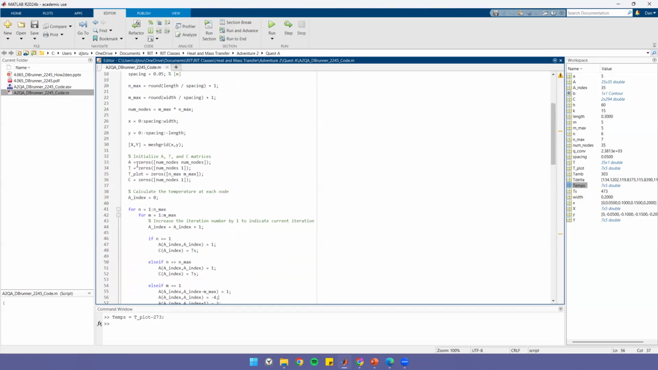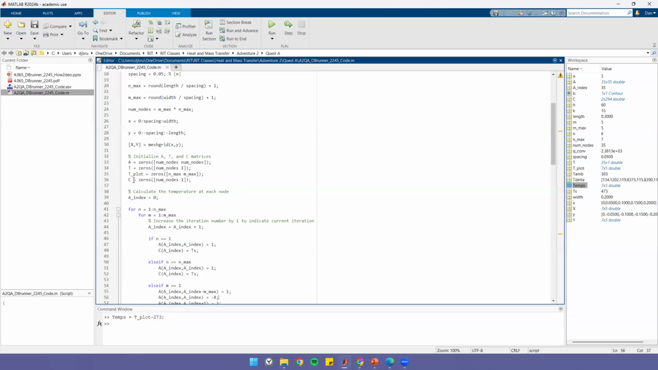The first being this A matrix, which contains all of the coefficients of the temperatures that are given in your temperature vector right here, this T vector. And so when you multiply your A matrix and your T vector and set that all equal to this C matrix, you have an equation, and eventually you can take the inverse of the A matrix, multiply that on both sides, and solve for your temperatures that are in your temperature vector.